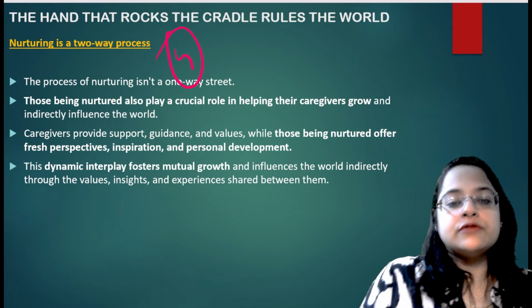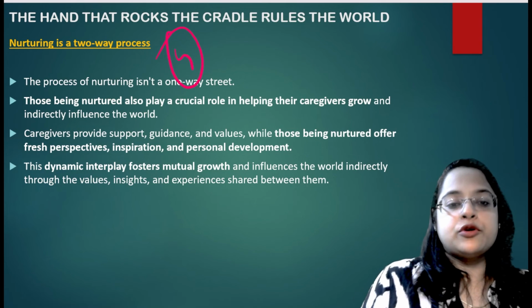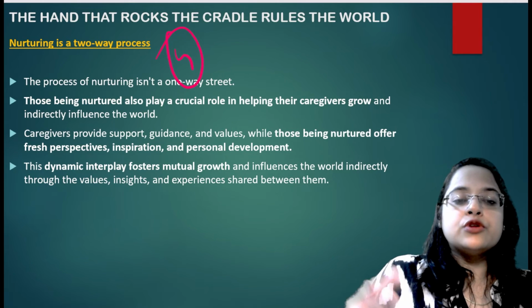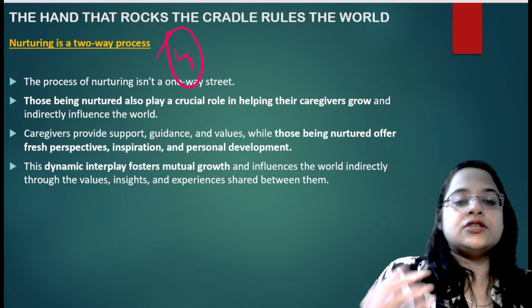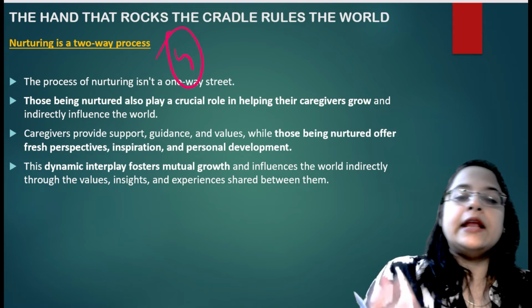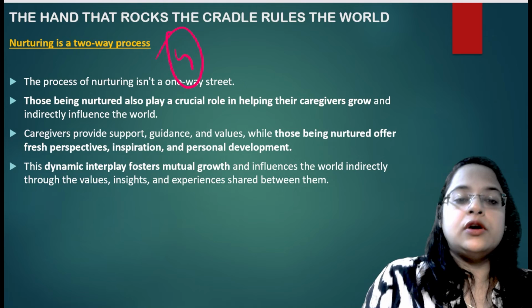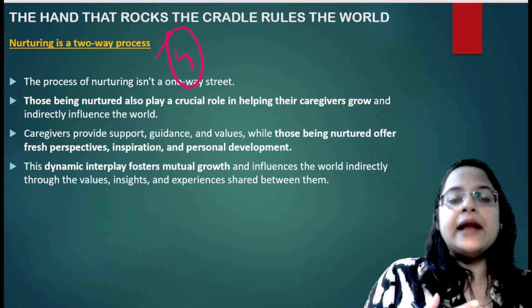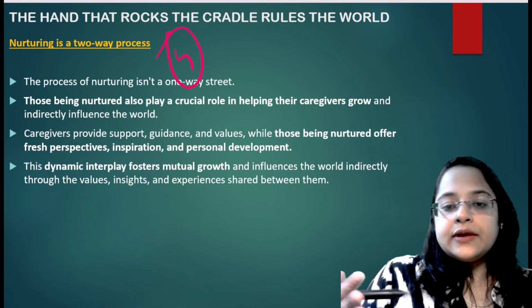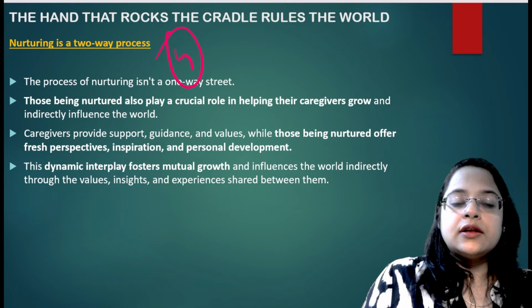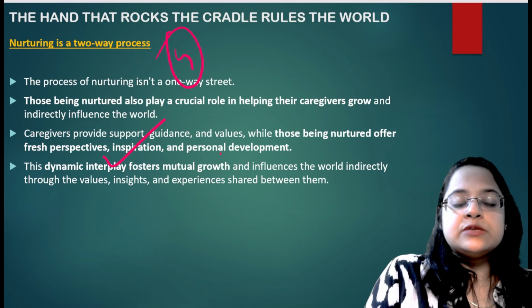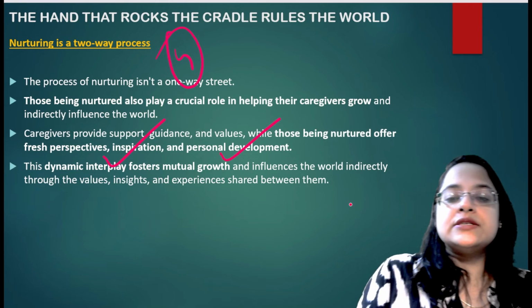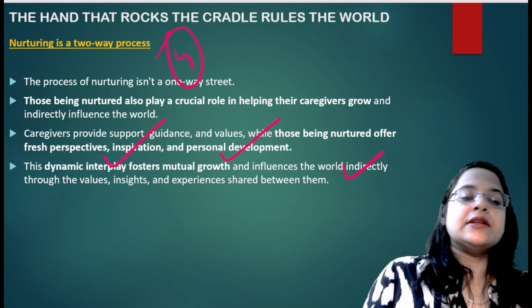Then you can talk of the next aspect of the essay, that is how nurturing is a two-way process. So this process of nurturing isn't a one-way street, because the caregiver also should be getting support from the child who is getting nurtured. Those being nurtured also play a very crucial role in helping their caregivers grow, indirectly influencing the world. Here the caregivers also will get support, guidance and values. This blend of caregivers and the children who are getting nurtured can offer fresh perspectives, inspiration and personal development. So this dynamic interplay will foster mutual growth. It will influence the world indirectly through the values, insights and experiences shared between them.